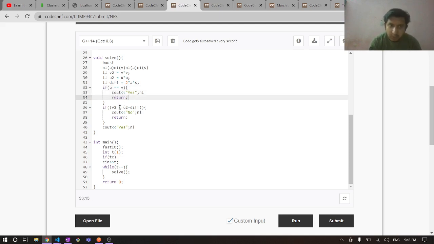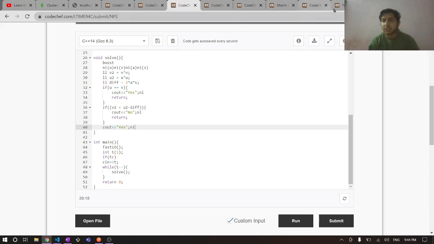Otherwise, if U is not equal to V, then I'll check if V2 is less than this, because U2 minus diff is the maximum reduction I can get. That means U2 minus diff is the minimum possible velocity to which I can reach. So if that velocity is more than the velocity required, then I know it's not possible. So print no and return. Otherwise, print yes. If you couldn't understand it, I recommend you just replay this.